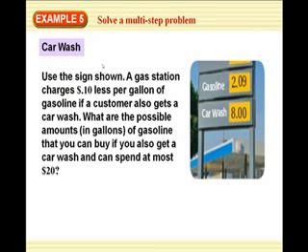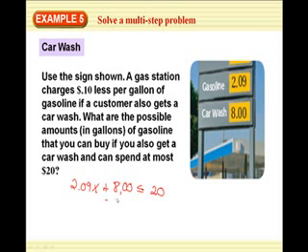Okay, example number 5. It says car wash. Use the sign shown. A gas station charges $10 less per gallon of gasoline if a customer also gets a car wash. What are the two possible amounts in gallons of gasoline that you can buy if you get a car wash and can spend at most $20? So it's $2.09 per gallon. We don't know how many gallons you're going to get. Plus a car wash at $8 has to be less than or equal to 20.